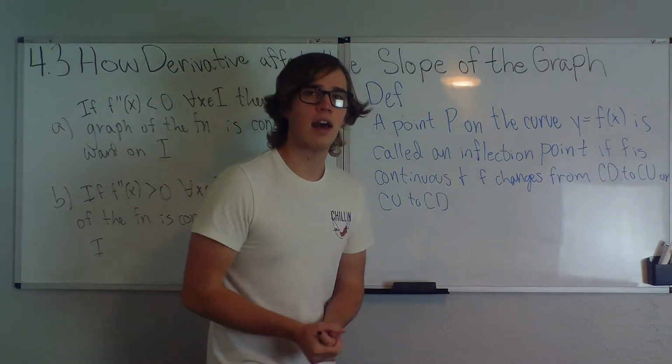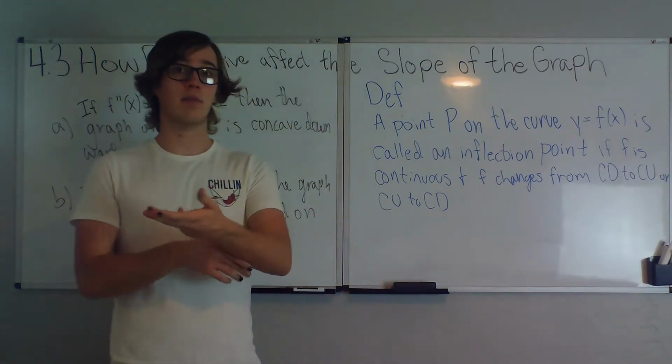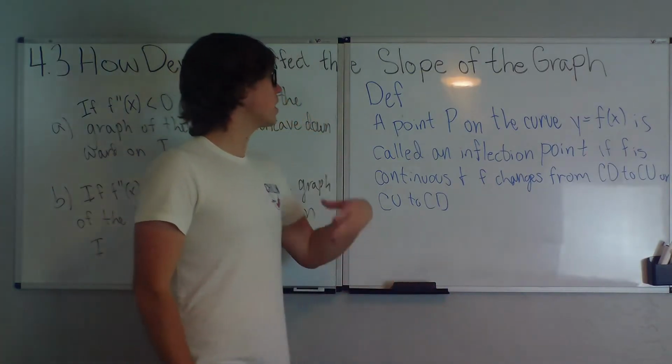But then what if f double prime of x equals 0? It's kind of like the same thing as our first derivative test. We have our critical points. Well, we get a definition.